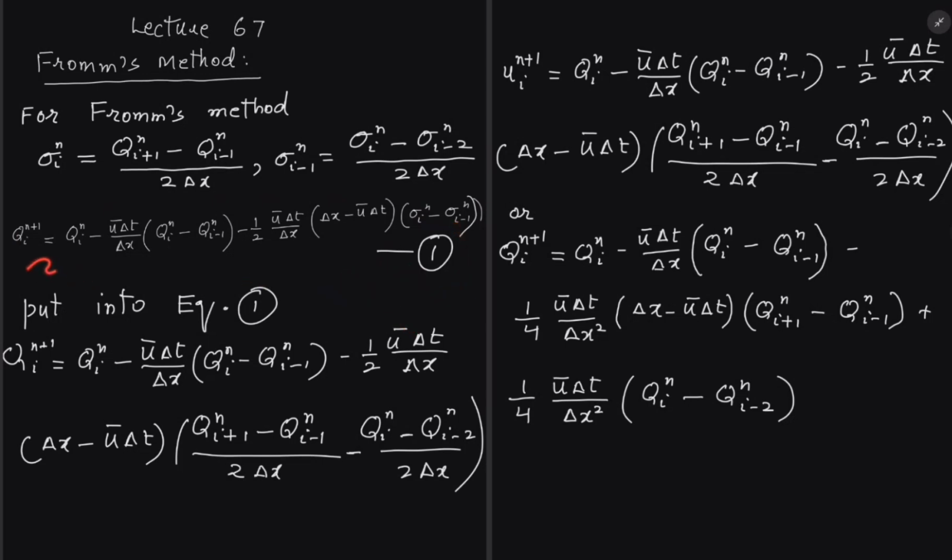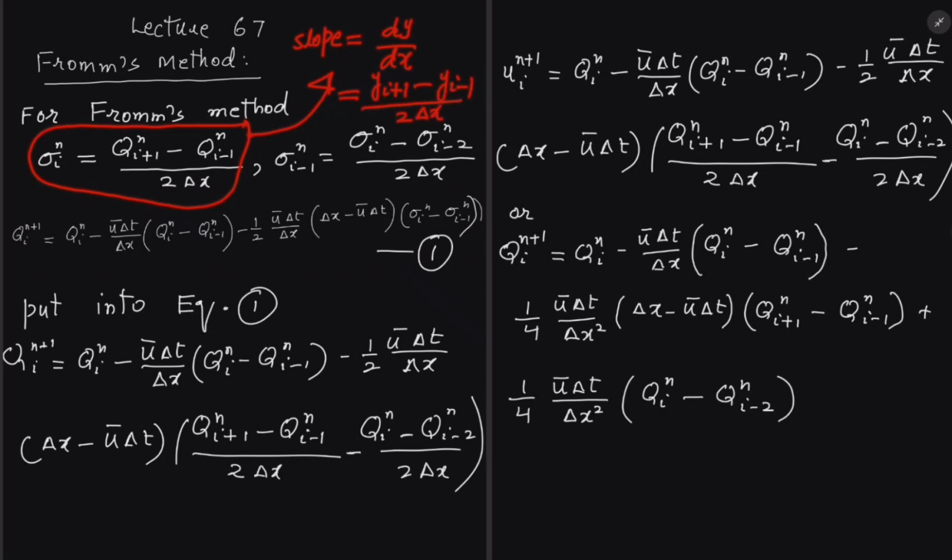So what we do, we consider this general form of numerical method, then put the value of this slope over here. For Fromm's method, we have a center difference scheme. You know that the slope is defined by the derivative dy by dx, and if we define the slope at cell I as a center difference, y(i+1) minus y(i-1) over 2 delta x, then this is called Fromm's method.